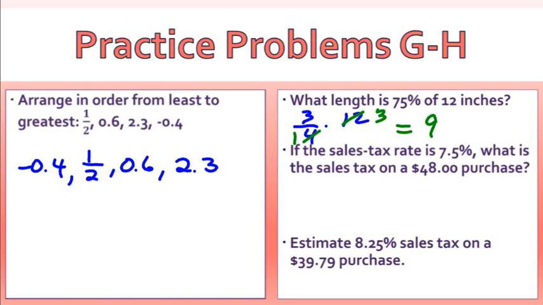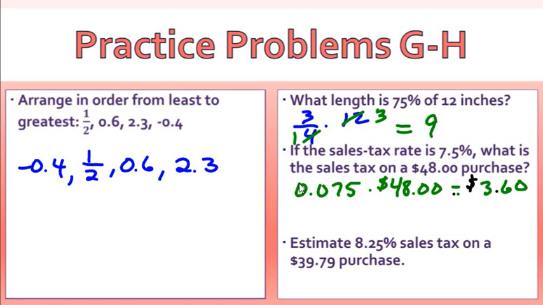If the sales tax rate is 7.5%, what is the sales tax on a $48 purchase? So I would convert 7.5% to a decimal, which would be 0.075, times $48. And so 0.075 times 48 would give you $3.60 sales tax.